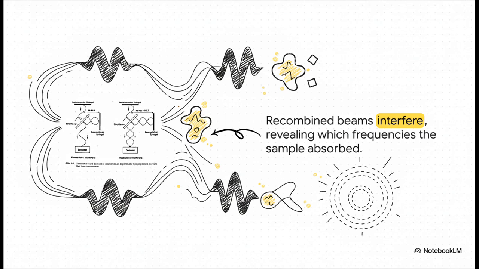Right. So then the two beams bounce off their mirrors and they're brought back together. But because one of those mirrors moved, its light beam has traveled a slightly different distance. So when they recombine, their waves interfere with each other, and this creates a really complex signal. And that signal, once it's passed through our sample, now contains all the information about which specific frequencies of light the molecule soaked up to do its dance. It really is a little bit of physics magic.